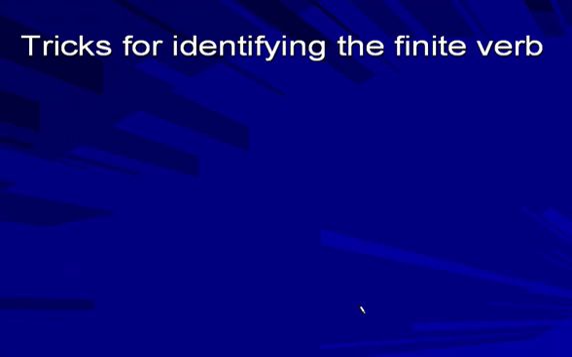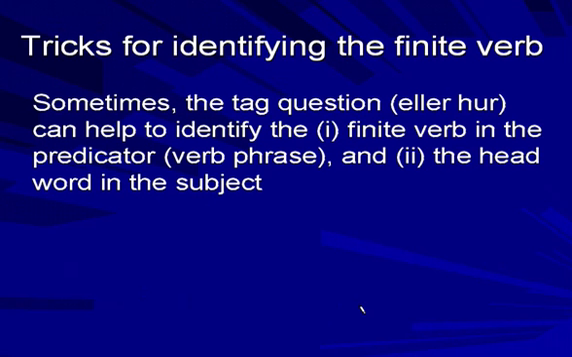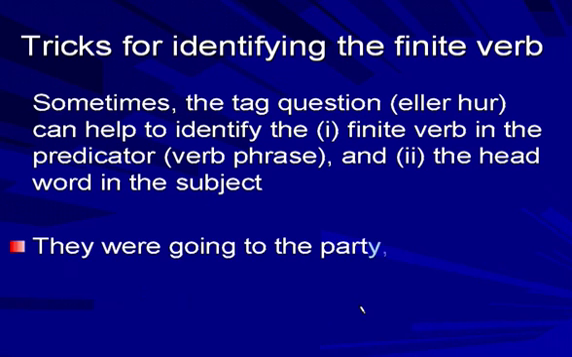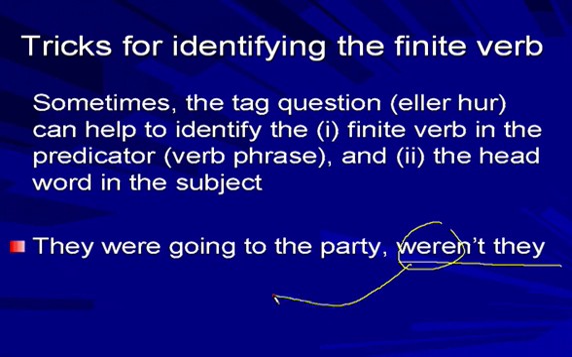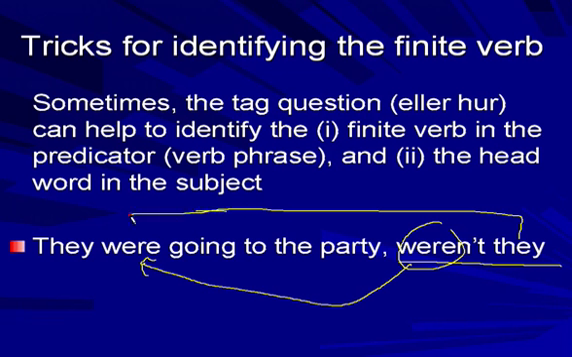Now there are some good tricks for identifying the finite verb. It's called the eller-hur test. It's a tag question. It helps to identify the finite verb and the head of the subject. So this is a tag. They were going to the party, weren't they? So the tag picks up the finite verb, and it also picks up the head of the subject.